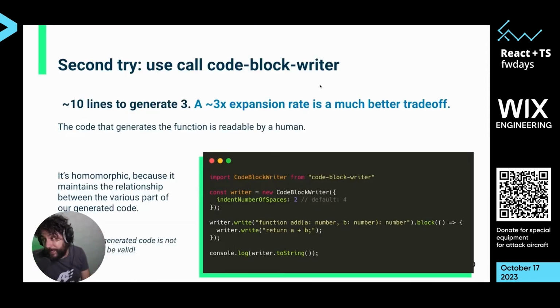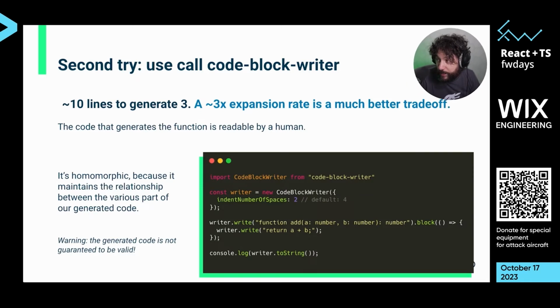And then somebody introduced me to this nice library called code-block-writer, which is a very nice library. It's super tiny. It doesn't do any validation or checks, and there's no safety whatsoever in using this library in my code. But what is the trade-off for this? Well, the trade-off is that it's homomorphic. It maintains the relationship between the various parts of our generated code. So if you look at the function add, it's very readable that that's the function add, whereas in the previous example it was not readable at all. That was a single function add, and it was very complex.